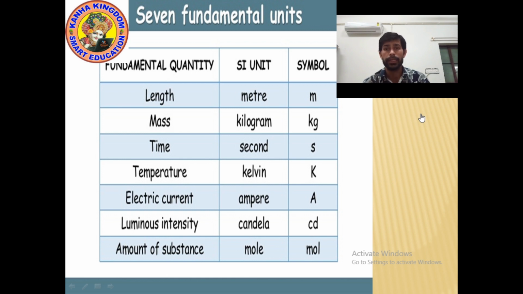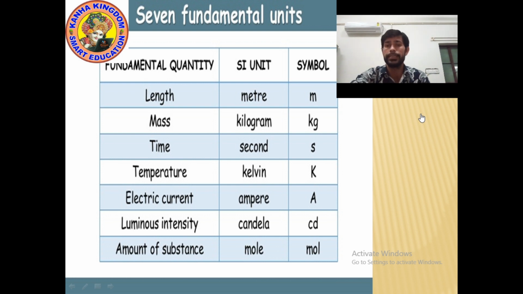And last is amount of substance. Yes, we can measure amount of substance. The unit for amount of substance is mole, and the symbol for it is mol. Okay, these are the 7 fundamental units. Try to memorize. Especially, the SI unit of temperature is Kelvin, amount of substance is mole, luminous intensity is candela, electric current is ampere.